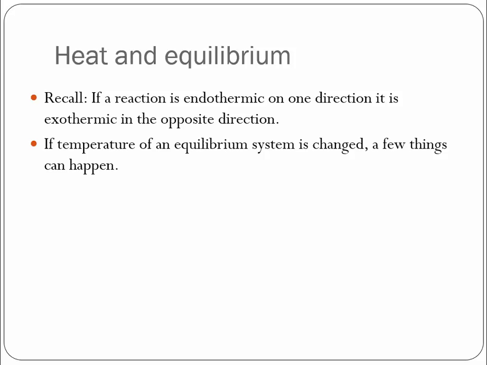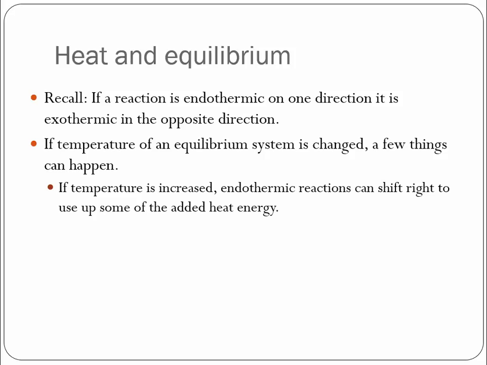So if you take an equilibrium system and you change the temperature, there's a few things that can happen. If the temperature is increased, an endothermic reaction, meaning in the forward direction, the way we normally think of it, can use up some of that heat because it can shift to the right. The reaction is endothermic, so it takes in heat energy. So if you increase the temperature, endothermic reactions can shift right, and they can use up some of that heat energy you added.